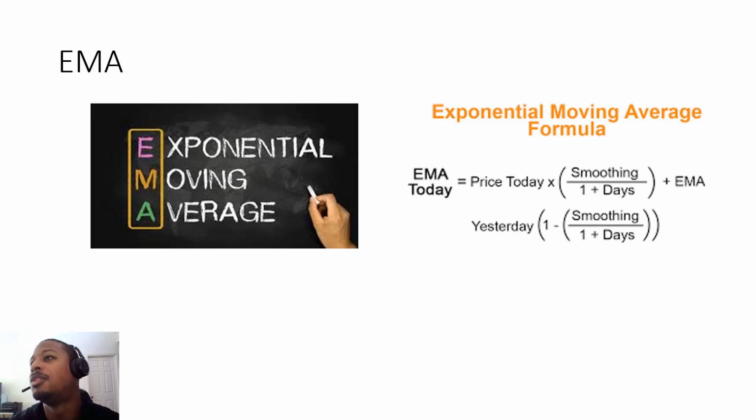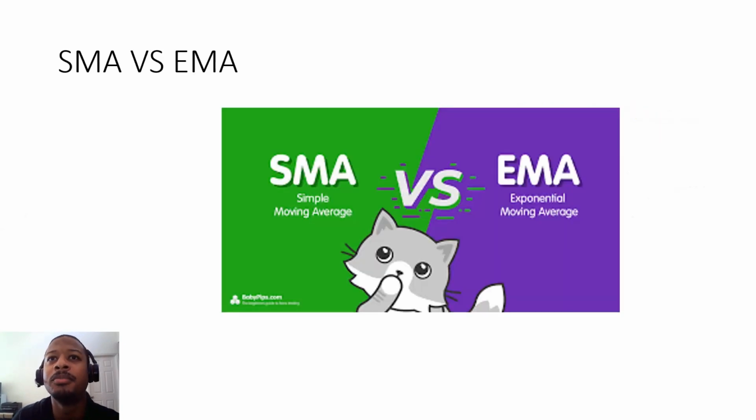Okay. So exponential moving average, great tool. Again, I use it as a day trader. I rely probably more on the EMA than I do the SMA, but I still use it as confirmation with the SMA. Still a good tool. So what's the difference between the two? Let's break it down.